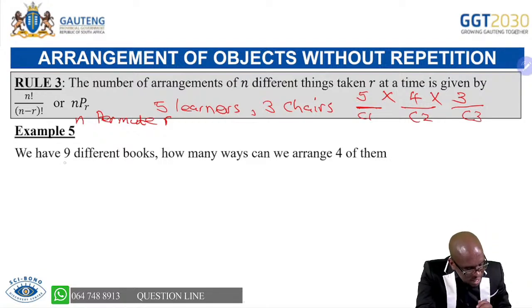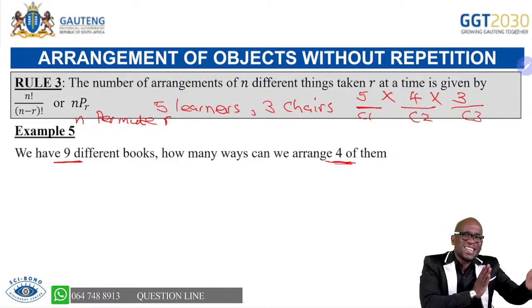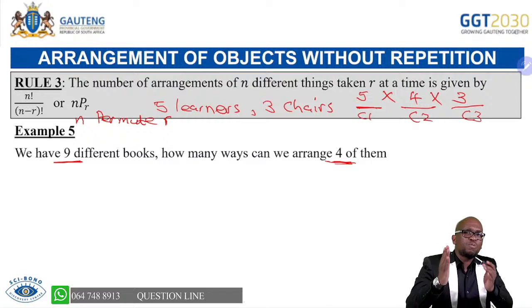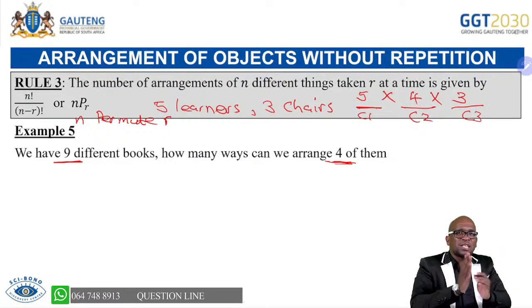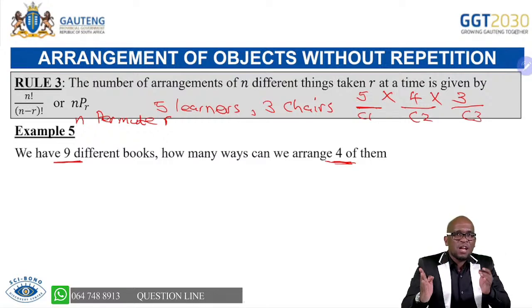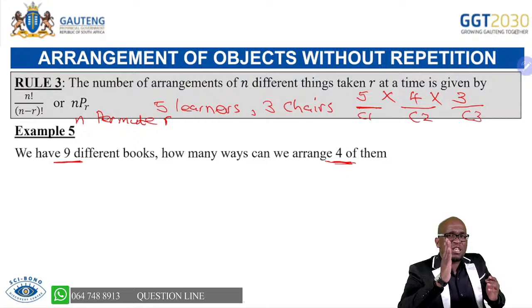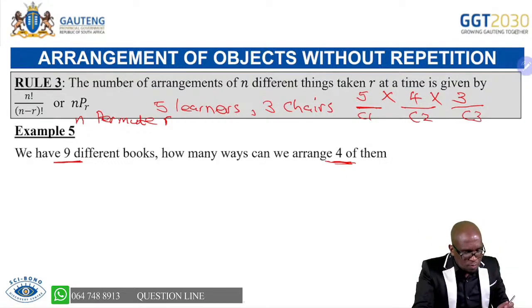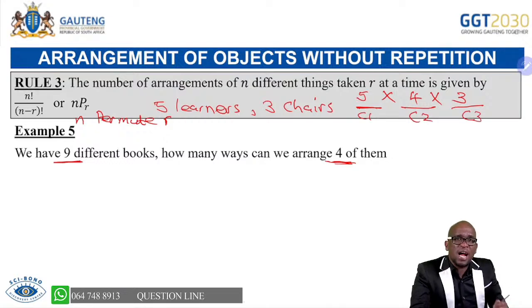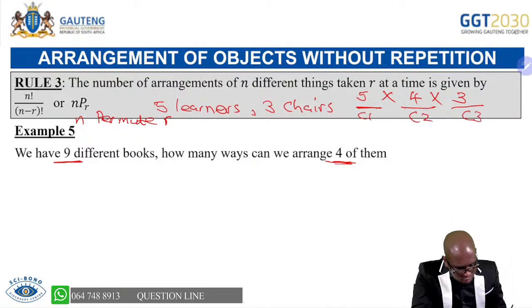So now, if we have 9 different books, how many ways can we arrange 4 of them? You see, you have 9 books, you want to arrange 4. Remember, if it was 9, arrange 9, it was going to be 9 factorial because it's n number of objects, n number of spaces, n factorial. But now it's n books, but now we want to arrange 4 of them, so it's n permute 4, or it would be n factorial over n minus r factorial. That would be 9 factorial divided by 9 minus 4 factorial.